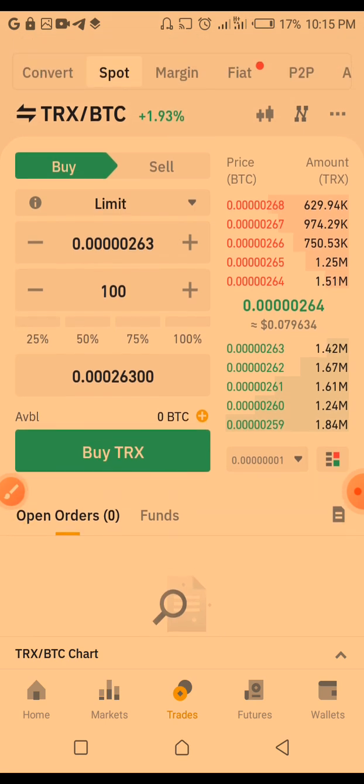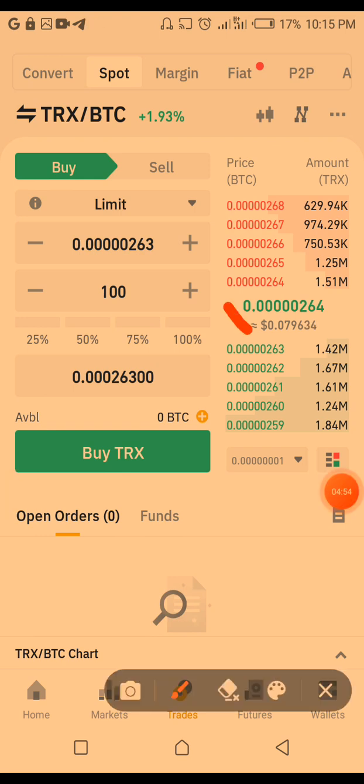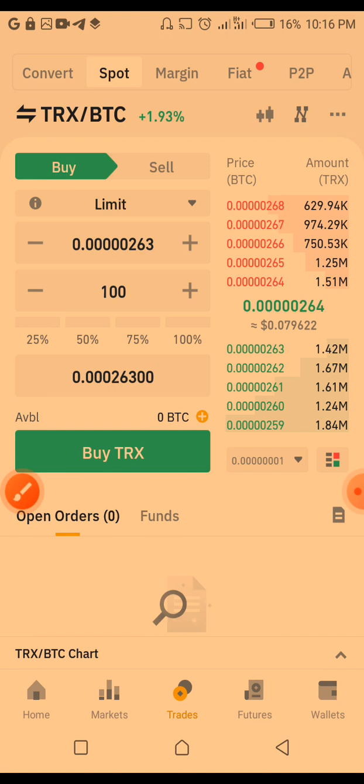So why this marketplace is having this particular price at this time is because the people that are willing to sell at the lowest rate are willing to sell at that particular price, which is 0.0264. You can see it there. That's why we are having this as the current market price.